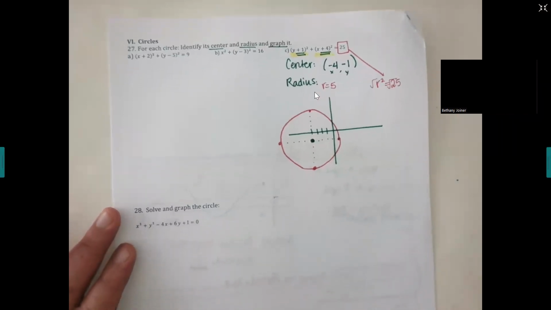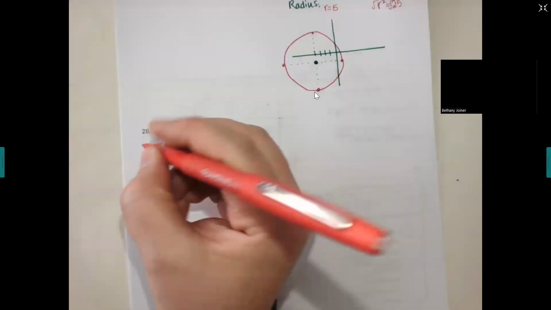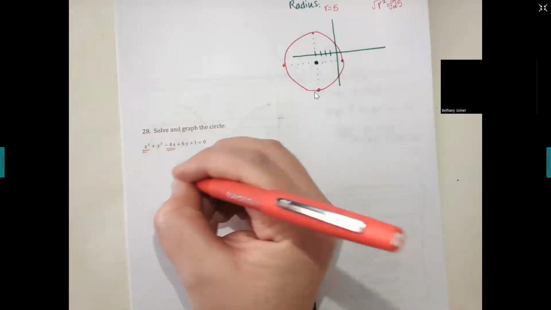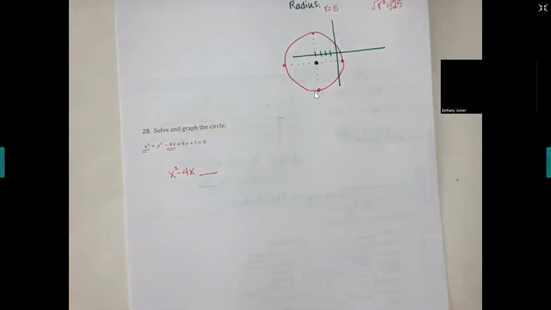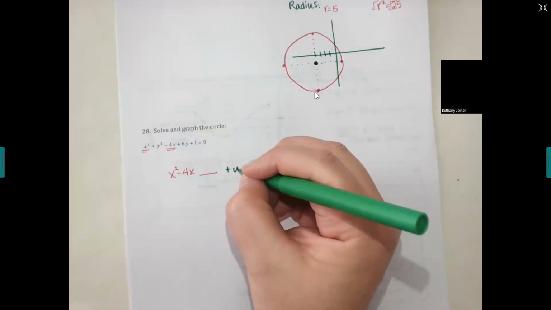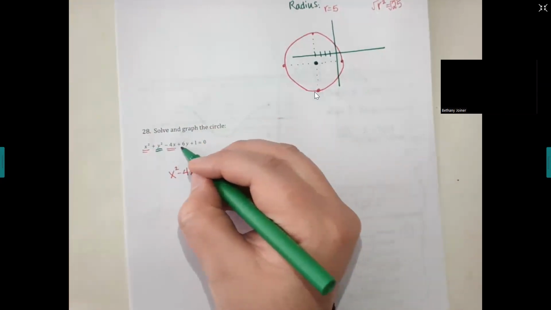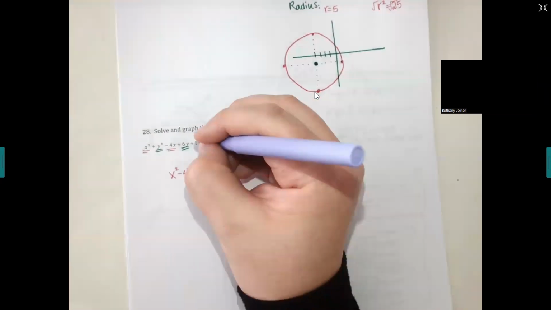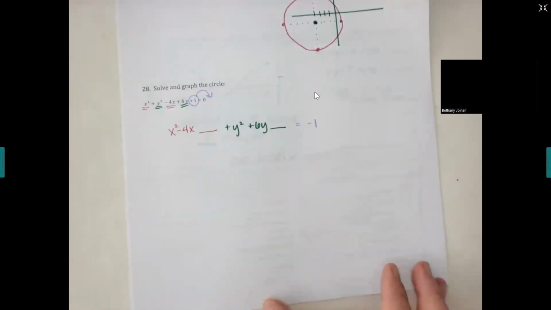Last one we're going to do together is number 28. So first step is going to be to organize your x terms and your y terms together. So I have an x squared and a minus 4x. I'm going to leave a little blank for my complete the square. My y's, I have a y squared and a 6y. Leave my blank. And then for my plus 1, I notice that it is on the wrong side. So when I push that across, now it's a -1.